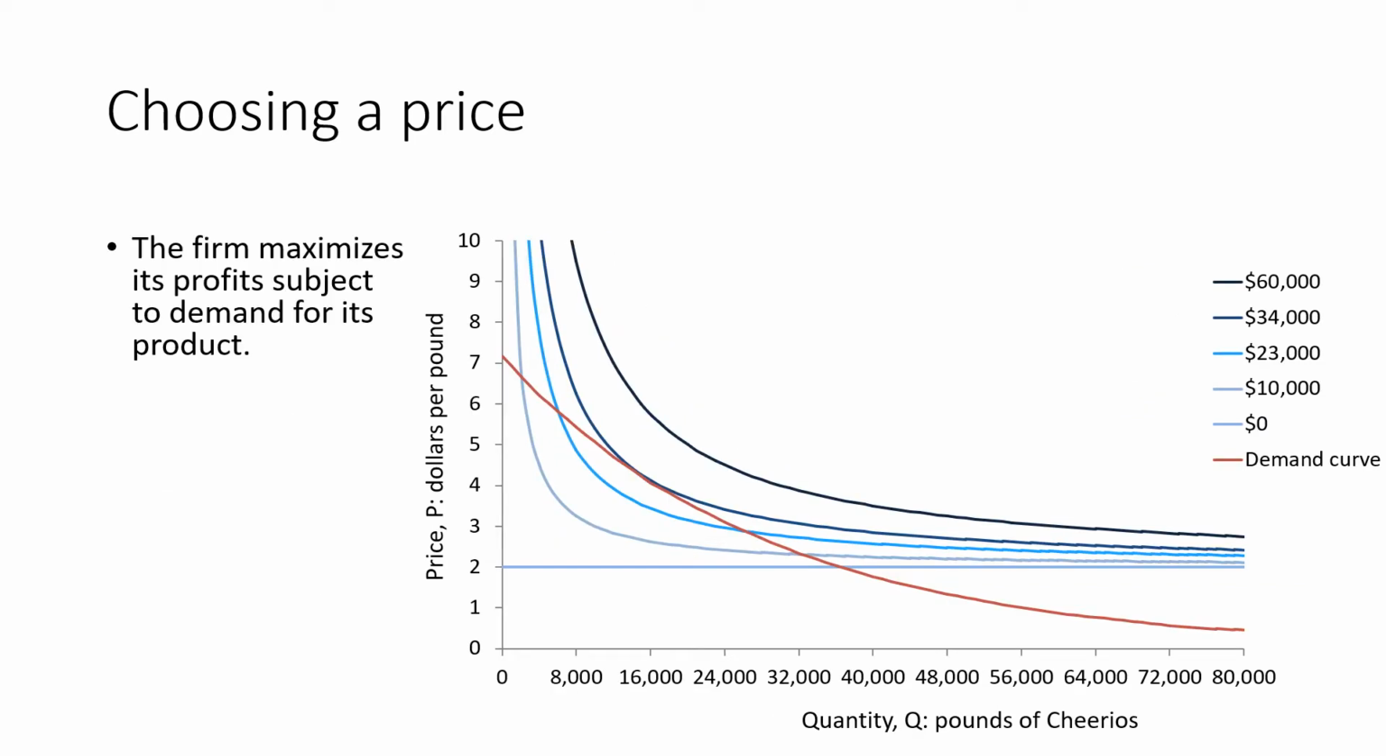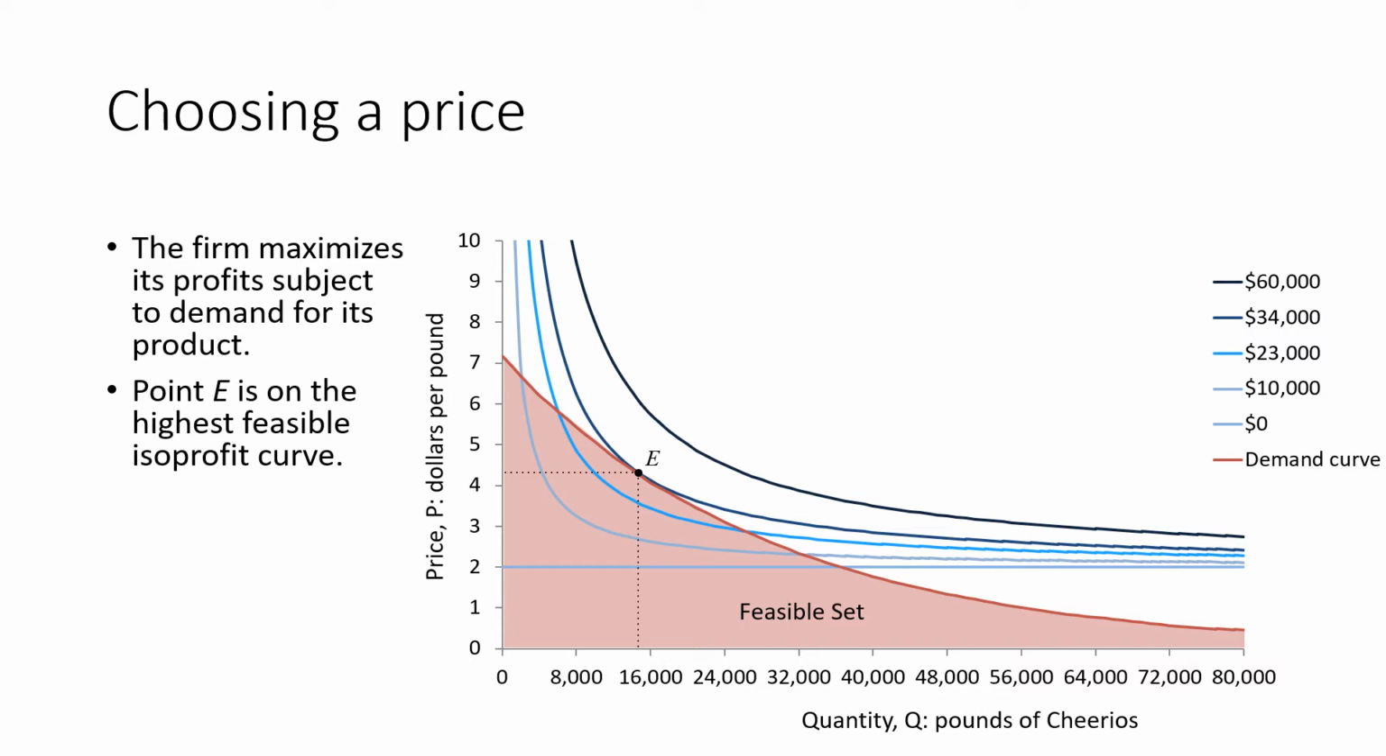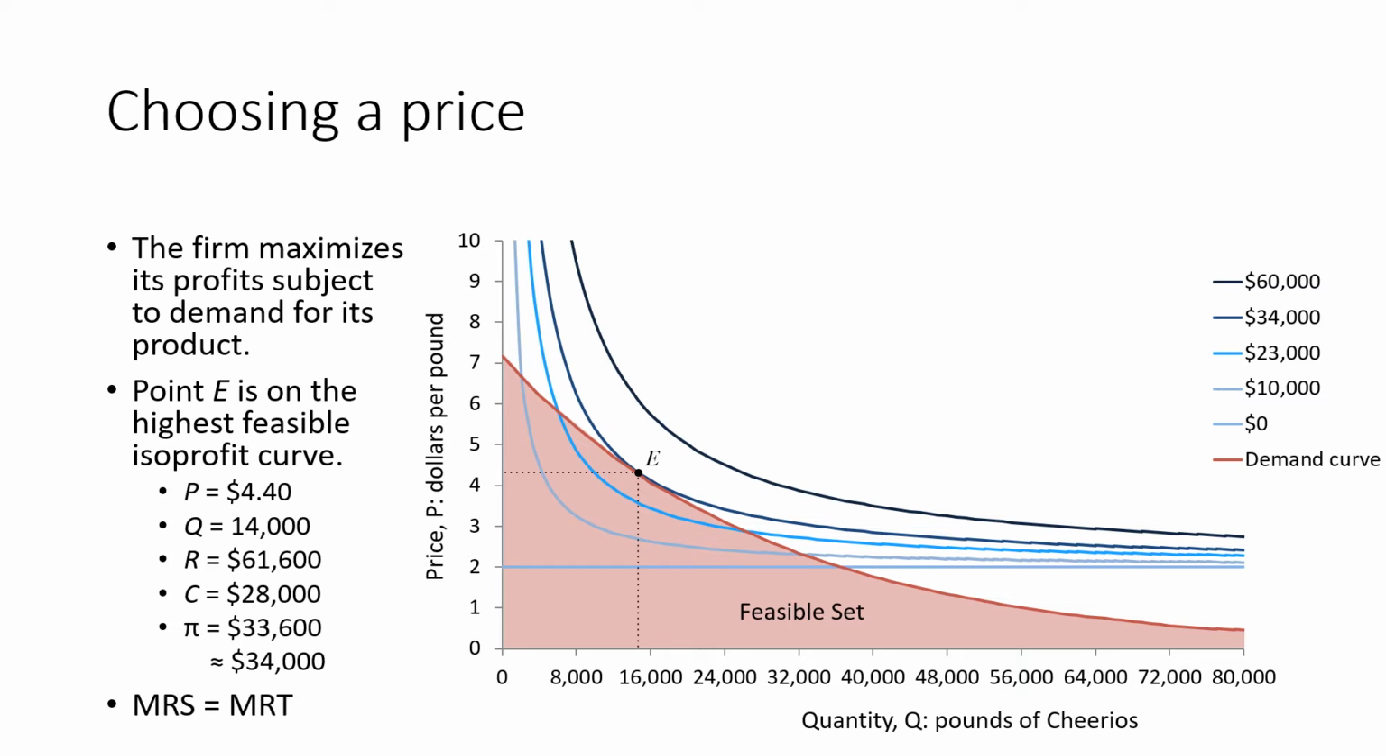And then here, the firm maximizes its profits subject to demand for its product. In our case, let's think about this as our feasible set, and point E is the highest feasible isoprofit curve. When price is equal to $4.40, quantity is equal to 14,000, and then our total revenue corresponds to $61,600, and the cost is equal to $28,000, and the profit is going to be $33,600, or about $34,000. And at point E, we know that MRS equals MRT.